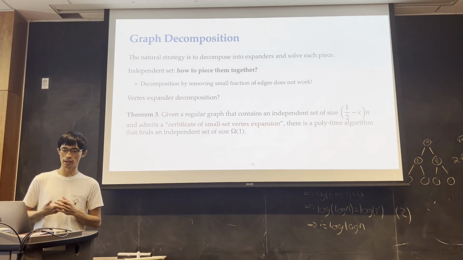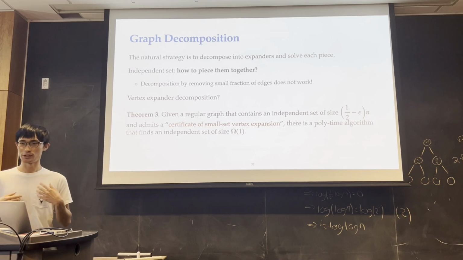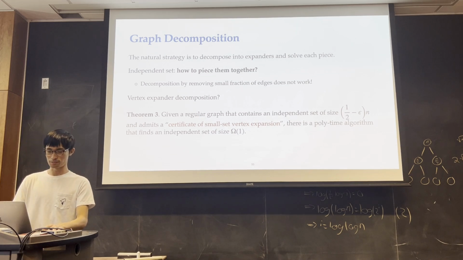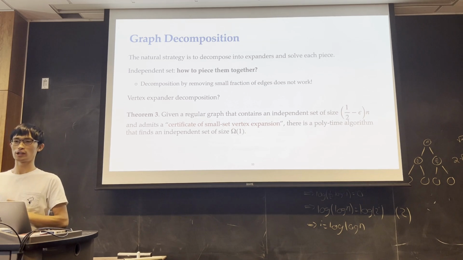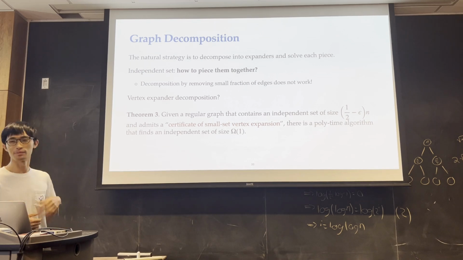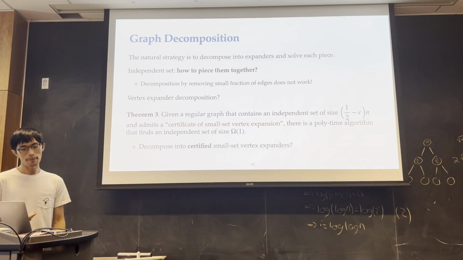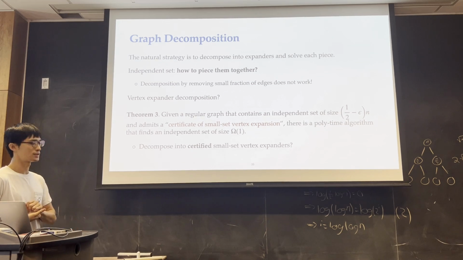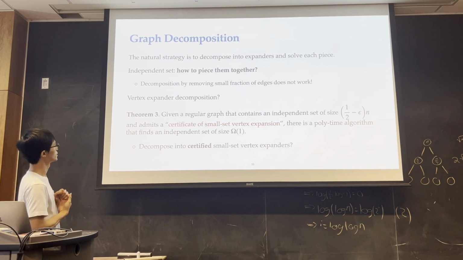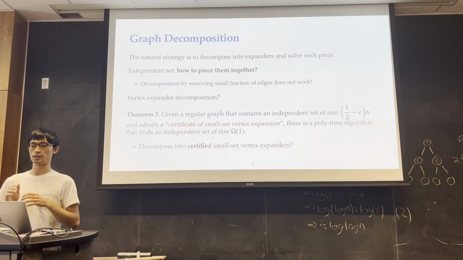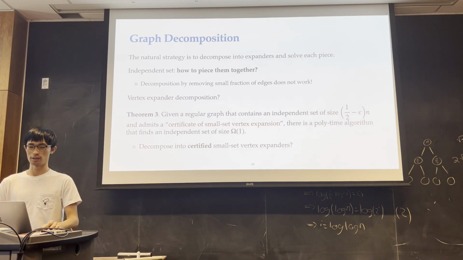This is the main reason that we have our third result, where we try very hard to replace the second eigenvalue bound by vertex expansion. But for vertex expansion, we don't have a natural sum of squares certificate. So this is why here we need to assume that. And the natural question is, can we decompose the graph in a way such that we get certified small-set vertex expanders? This we don't know. And we also don't know whether we can remove this part or not. So there are a lot of questions about how to decompose and how to get sum of squares certificates that we don't know.